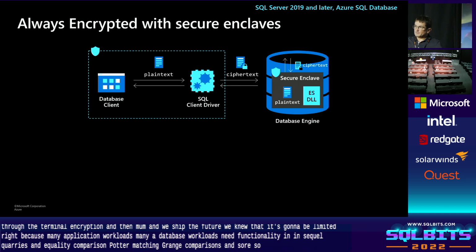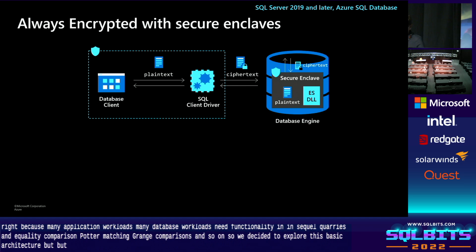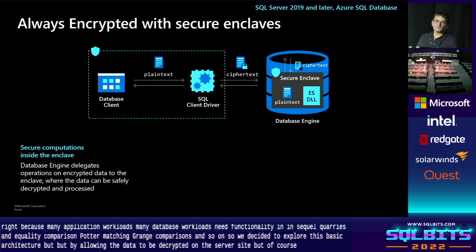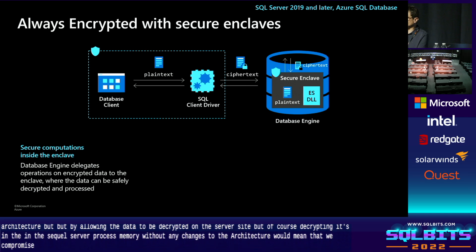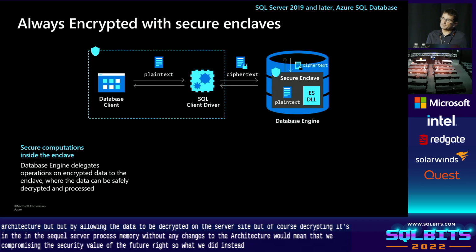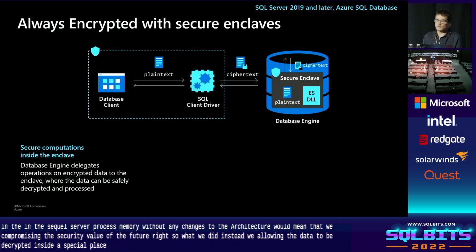So we decided to expand this basic architecture by allowing the data to be decrypted on the server side. But of course, decrypting it in the SQL Server process memory without any changes to the architecture would mean that we compromise the security value of the feature. So what we did instead is allow the data to be decrypted inside a special place, which is called a secure enclave.